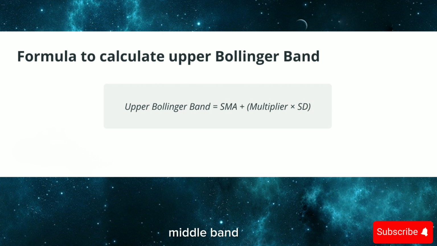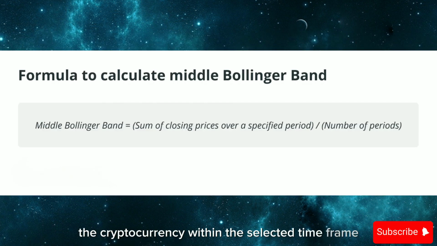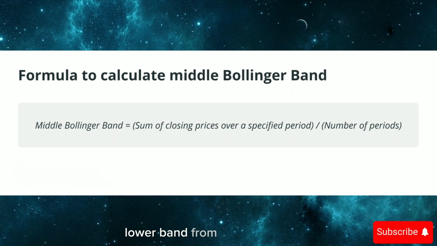Middle Band, SMA. The middle band typically represents the price of the asset over a given period as a simple moving average, SMA. It serves as the axis and depicts the average price of the cryptocurrency within the selected time frame. Lower Band. From the middle band, a multiple of the standard deviation is subtracted to determine the lower band.